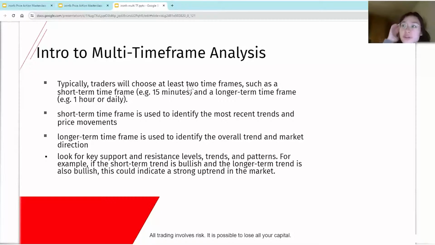So your short-term time frame is used to identify the most recent trends and price movements, which is why, as I just mentioned, if you look at your price action, like your candlestick patterns, those tend to work better on shorter time frames. Like your 30-minute and 1 hour time frames, maybe even 4 hours. But your longer term time frames will be used to identify the overall trend and market direction. And again, we will use all of those together with key support and resistance levels, trends, patterns, indicators.